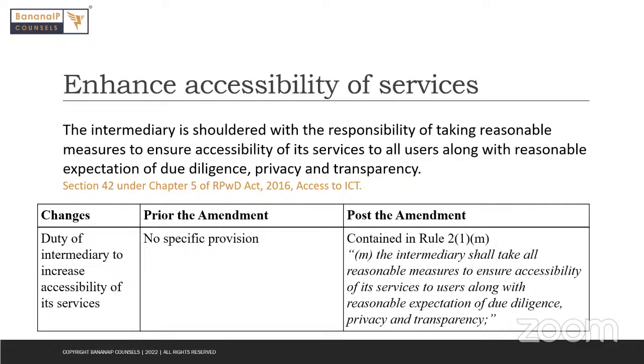A point to note here is this duty of ensuring accessibility is actually not new, and it's not brought forth just through this amendment. This is already in place from the Rights of Persons with Disabilities Act of 2016, of which section 42 under chapter 5 says that every person must be given access to information and communication technology in an accessible format.